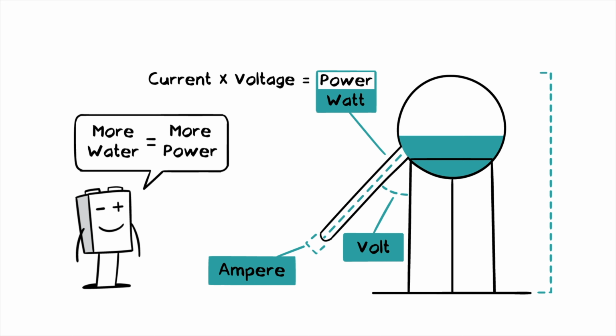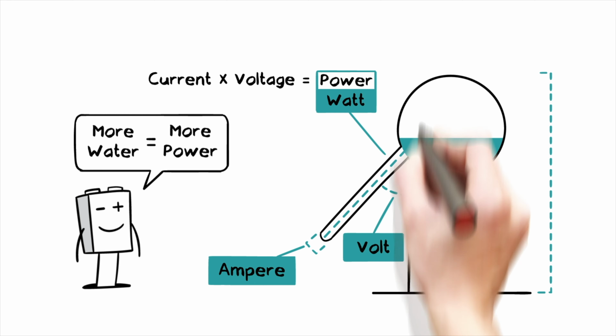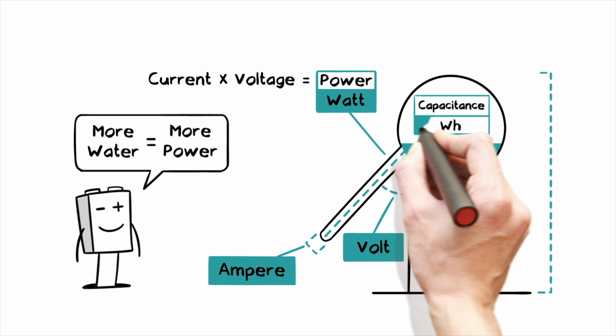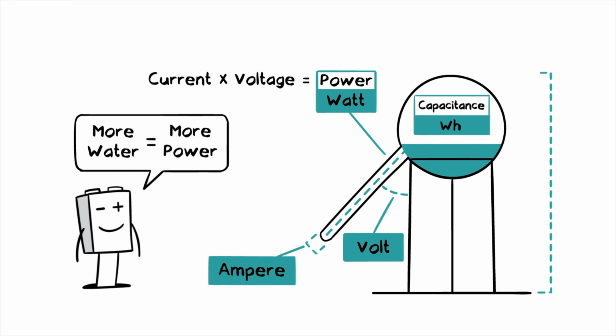The amount of time a battery can supply given power, multiplied by this power, is called capacitance, and it represents the amount of energy in the battery parallel to the amount of water in the tank. Battery capacitance is measured in watt-hour units and indicated by Wh.